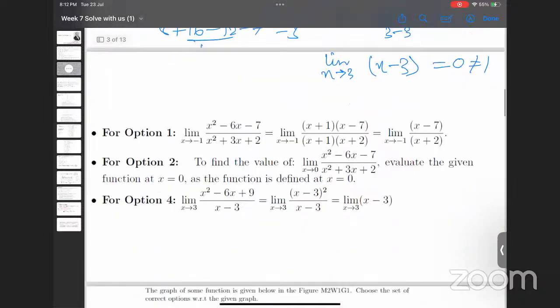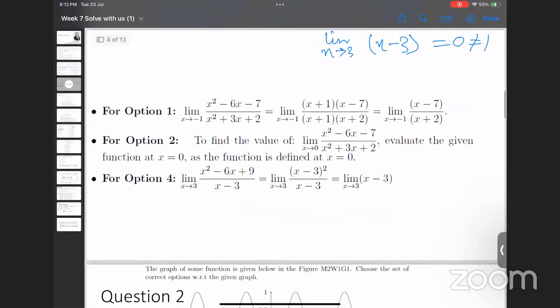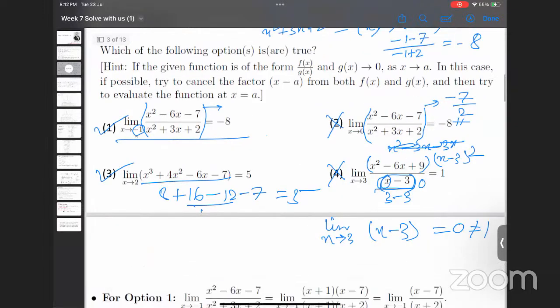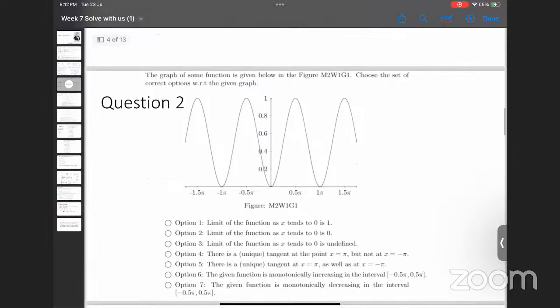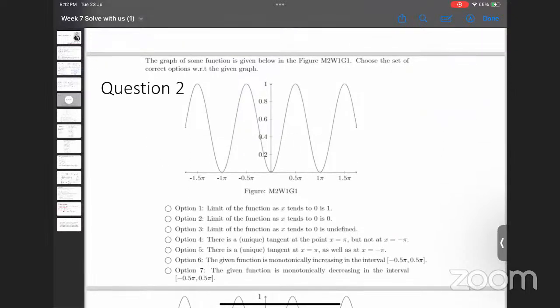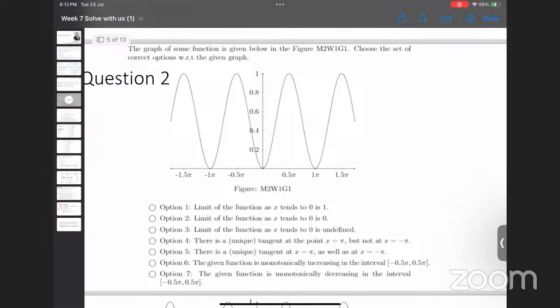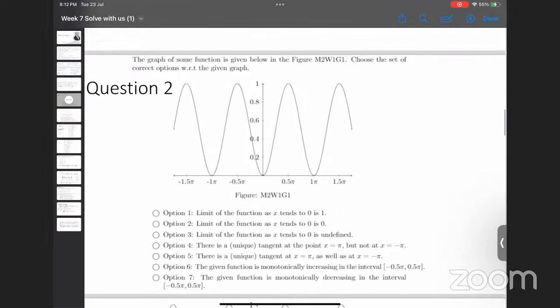Okay. So this was the solution we just did here. If you want, you can check it. Otherwise, we can move to the next question. Yeah, this is question 2 here. So take a minute to solve it. Write your answer on the chat box.